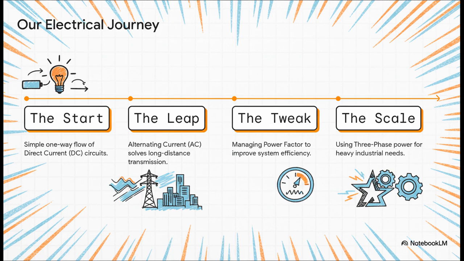We started with the simple one-way flow of DC, but to go long distance, we needed that massive leap to the AC revolution. To make AC truly efficient, we learned how to tweak it by managing the power factor. And to power our biggest machines, we scaled it all up to three-phase. Each step was a brilliant solution built right on top of the last one.